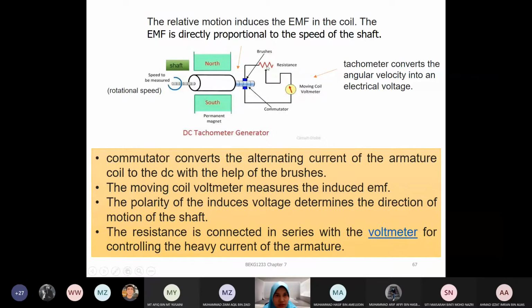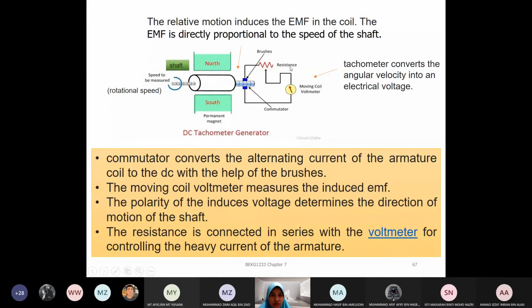So when we turn this shaft, the relative motion induces the EMF in the coil. The EMF is directly proportional to the speed of the shaft. The commutator converts the angular velocity into an electrical voltage. Commutator converts the alternating current of the armature coil to DC with the help of the brushes. The moving coil voltmeter measures the induced EMF. The polarity of the induced voltage determines the direction of motion of the shaft. The resistance is connected in series with the voltmeter for controlling the heavy current of the armature. This is good knowledge.